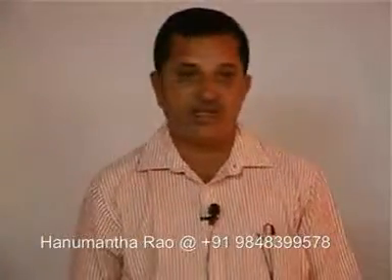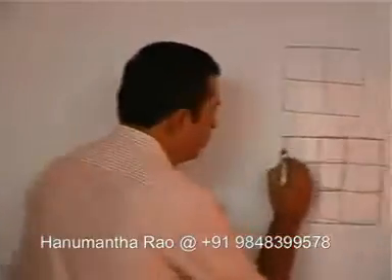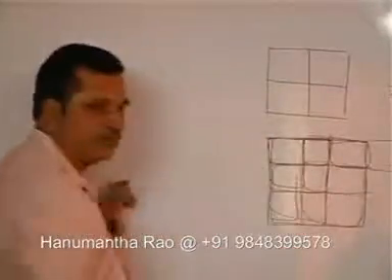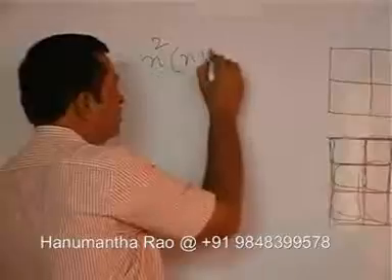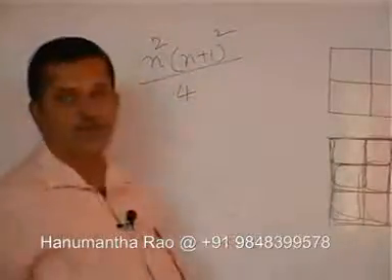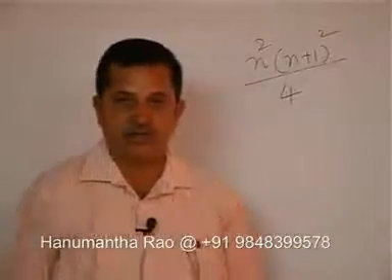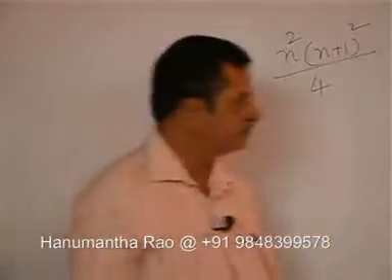Suppose in place of squares, you ask how many rectangles will be there on a chessboard. Rectangles means our calculation should be 1, 2, 3, like that, 4, 5. Rectangles means the sum of the cubes of the first 10 natural numbers. n square into n plus 1 whole square by 4.